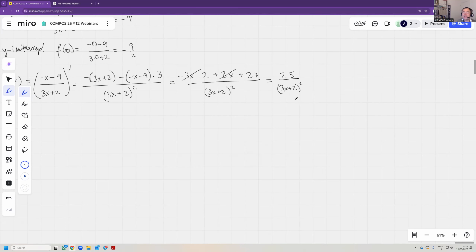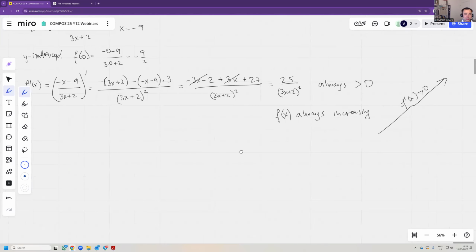Now, this value is never 0, and it's always positive, because 25 divided by a square is always a positive number. It cannot be negative, and it can't be 0. Therefore, f of x is always increasing. So it's always an increasing function. f dash of x is greater than 0.